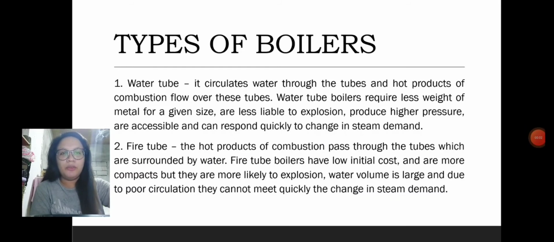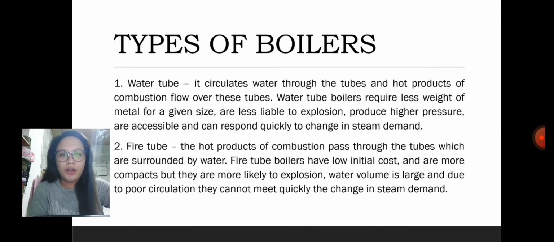There are two types of boilers. First is the water tube boiler. It circulates water through the tubes and hot products of combustion flow over these tubes. Water tube boilers require less weight of metal for a given size, are less liable to explosion, produce higher pressure, are accessible, and can respond quickly to change in steam demand.